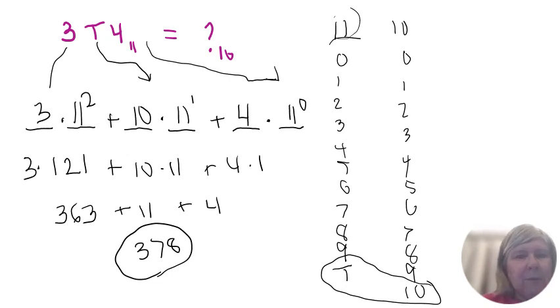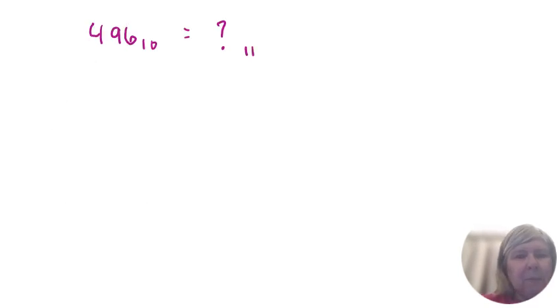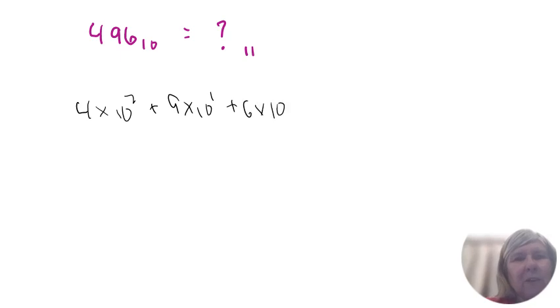Okay, let's look at the next example. Now I have a number in base 10 and I want to write it in base 11. I could write it in expanded form in base 10. I think that you're probably all pretty good with that, but if you have questions, let me know. But you do it just like you did here in base 11. Well, you'd have 4 times 10 squared plus 9 times 10 to the first plus 6 times 10 to the 0. That's what you'd have if you needed to write it in expanded form. But that's not what this question is asking.